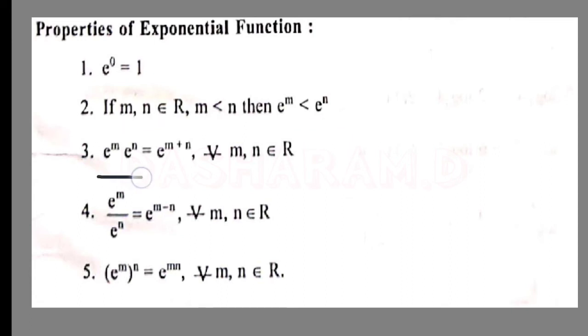Next, e to the power of m into e to the power of n equals e to the power of m plus n for all m, n belongs to R; this is the symbol for all. Next, e to the power of m by e to the power of n equals e to the power of m minus n, and e to the power of m whole to the power of n equals e to the power of m into n.